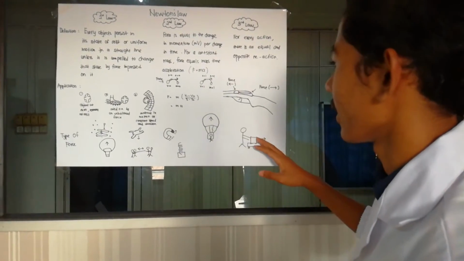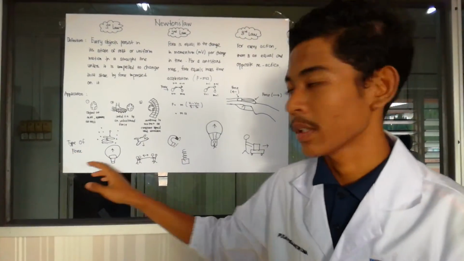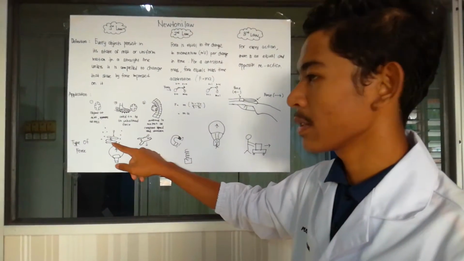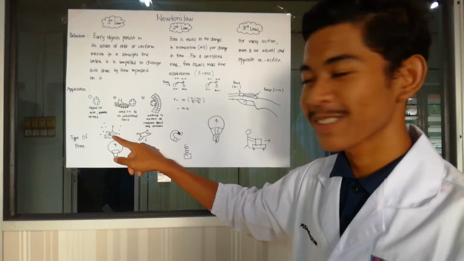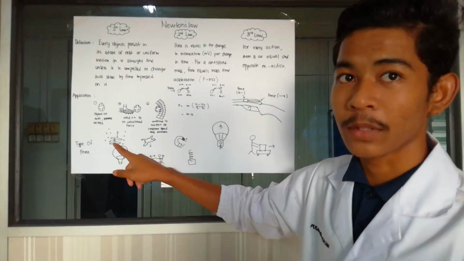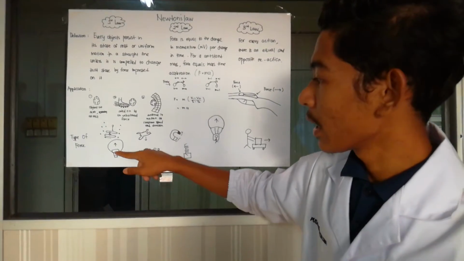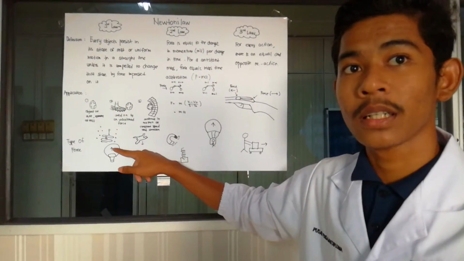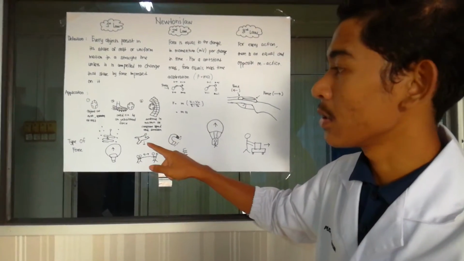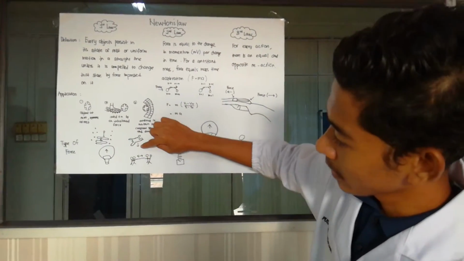Now I will explain the types of force. The first diagram is a person snowboarding. The board has a frictional force. The second diagram is a hot air balloon, where the arrow shows the buoyant force. The third one is a person jumping from a helicopter to dive through the sky, and the arrow shows the gravitational force.